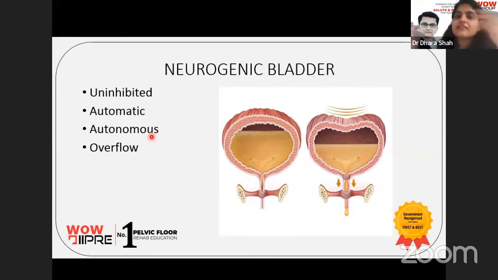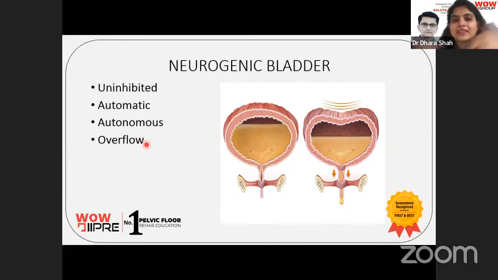Flaccid bladder means filling will happen, and ultimately the patient might have dribbling. She might dribble down. So that can be an autonomous bladder, or it can be an overflow. Again, overflow is like autonomous only. Sometimes a local neuropathic injury, such as diabetic involvement or herpes zoster involvement, can result in an overflow. But it's more or less the same, a flaccid bladder which fills. So this is an uninhibited bladder, this is a spastic bladder, this is a flaccid bladder.